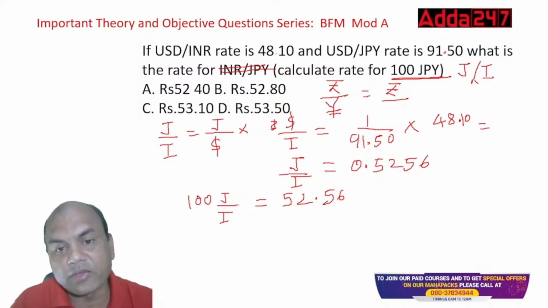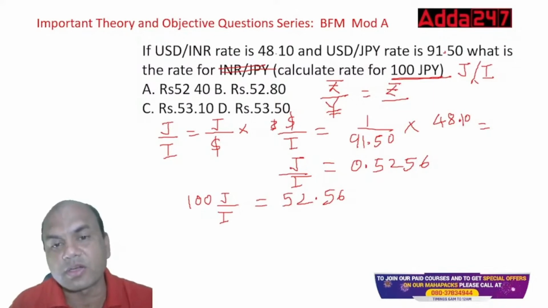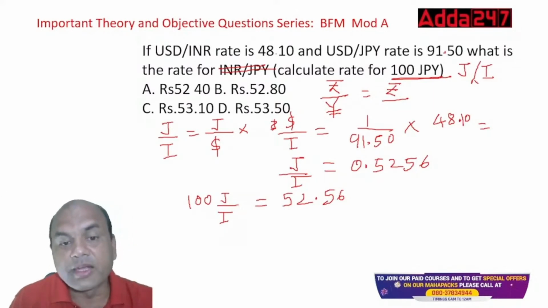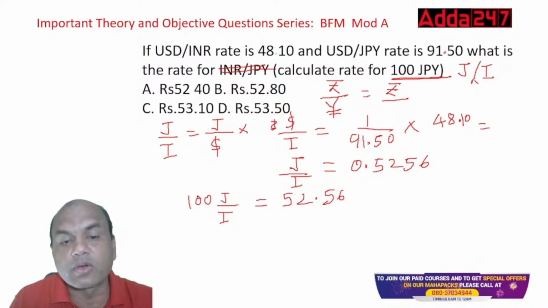100 JPY equals 52 rupees. So who is stronger? Rupee is stronger, correct? Rupee is stronger. Tell me in the comment section. But remember, just because a currency is stronger, like the rupee here, does it mean India is more developed than Japan?